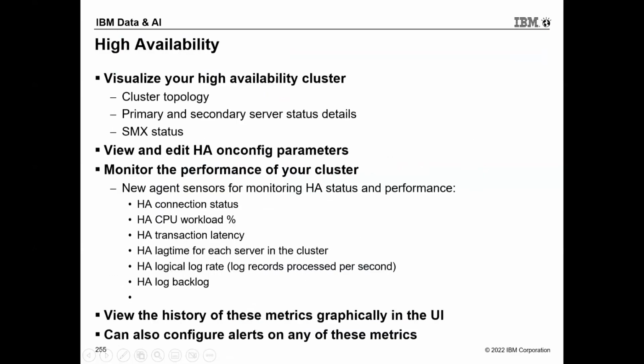High availability cluster, you see the cluster topology, primary and secondary server status details, SMX status, viewing and editing HA configuration parameters, monitoring the performance of your cluster, agent sensors for connection status, CPU workload percentage, transaction latency, lag time for each server in the cluster, HA logical log rates, logs processed per second, and the log backlog. You can view the history of these metrics graphically in the user interface and can also configure alerts on any of these metrics.